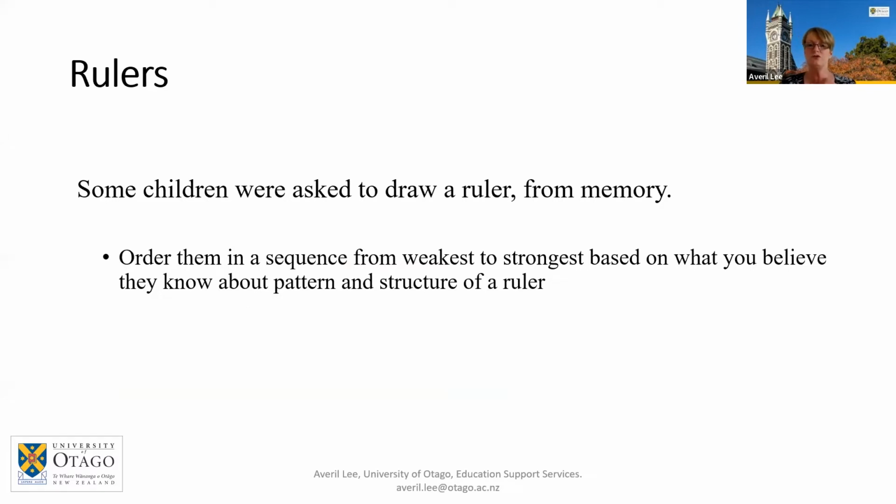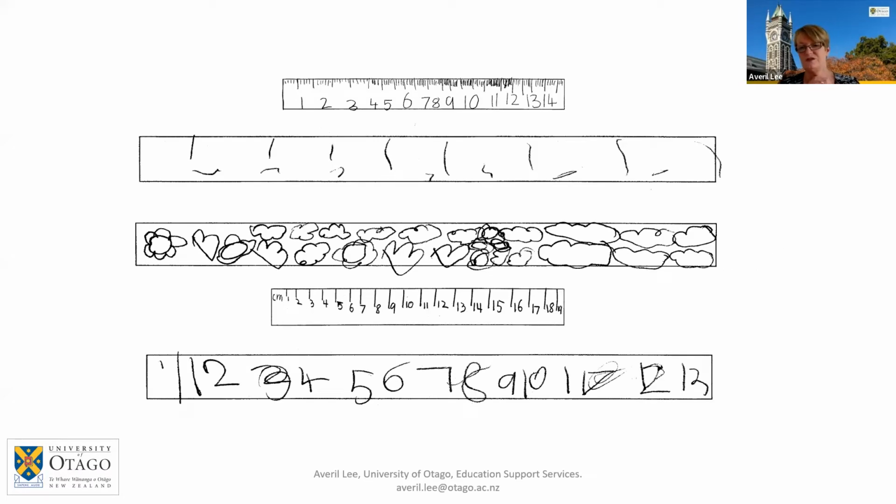So I asked you to draw a ruler from memory. This is what some students in one of the classes that I was working in came up with. The one in the middle is thanks to Smiggle. If you ever buy a ruler from Smiggle, chances are it'll have clouds and unicorns and trucks or whatever all over it. And that's all that child will actually see. They will see the clouds. They will see the images that are on that ruler rather than anything to do with the maths.